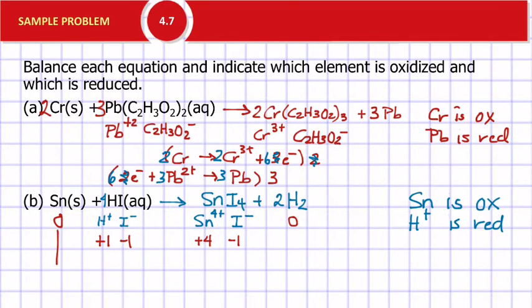So tin is going from 0 to +4. The oxidation number is increasing. That's oxidation. Hydrogen is going from +1 to 0. Its oxidation number is being reduced. That's reduction. That should be enough to make you really dangerous.